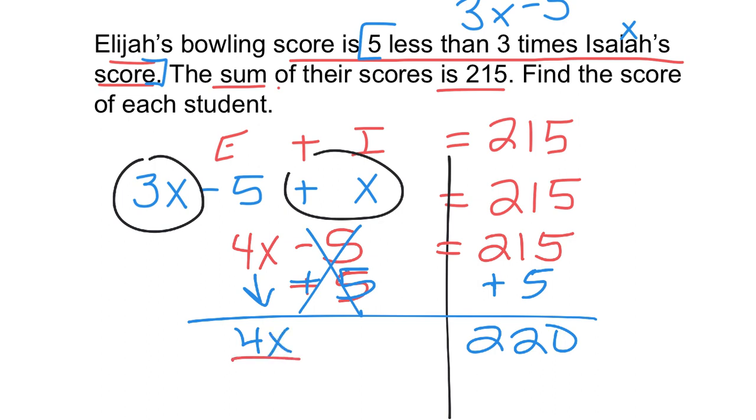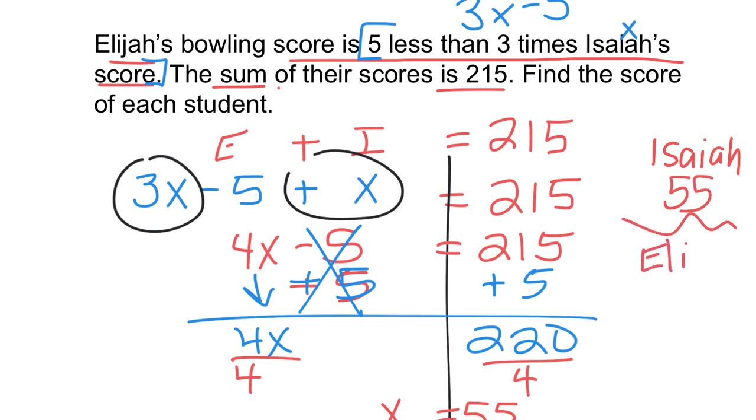And then divide both sides by 4. So I get that x is 55. Now, what did x represent again? You got to think about that. X is 55. X, remember, was Isaiah by himself. So that means if we're answering this question, Isaiah had a score of 55.